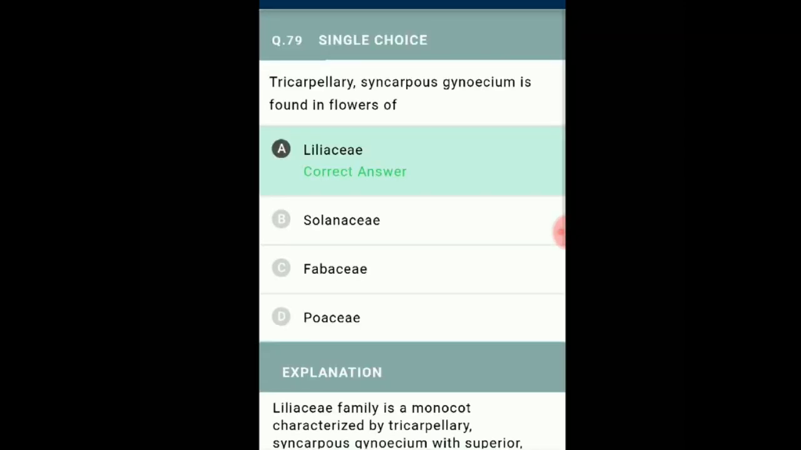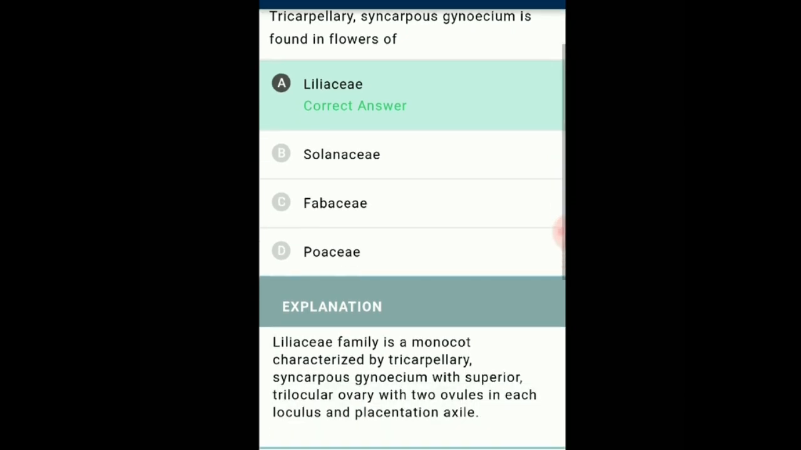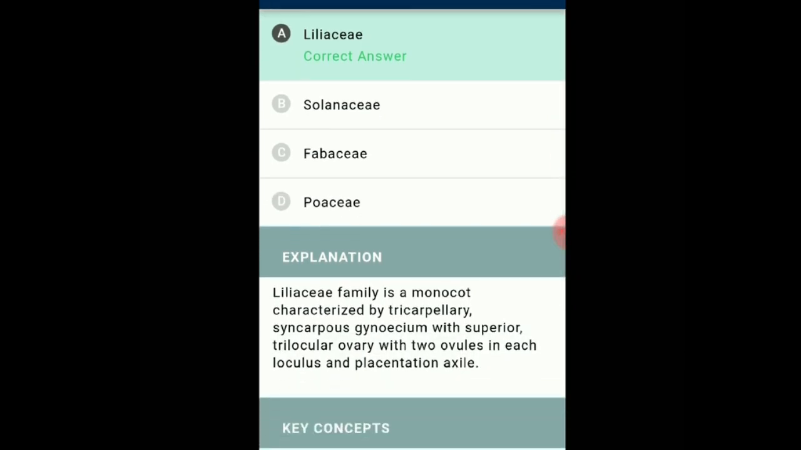Question number 79. Tricarpellary syncarpous gynoecium is found in the flowers of. And the answer is Liliaceae. Liliaceae family is a monocot family characterized by tricarpellary syncarpous gynoecium with a superior tricarpellary ovary with 2 ovules in each locule and axial placentation.